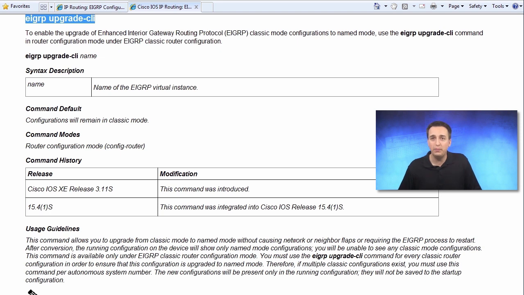And the great thing about it is it doesn't disrupt your EIGRP network. It doesn't bring down interfaces. It doesn't do anything of the such. It just takes what's configured on interfaces, takes what's configured in router EIGRP configuration mode and IPv6 router EIGRP configuration mode, and it turns it all into named configuration mode in the running config. And then it's up to you to type in copy run start to save it to the starting config. So that way, if you ever have to reload the router, you have the named configuration saved.